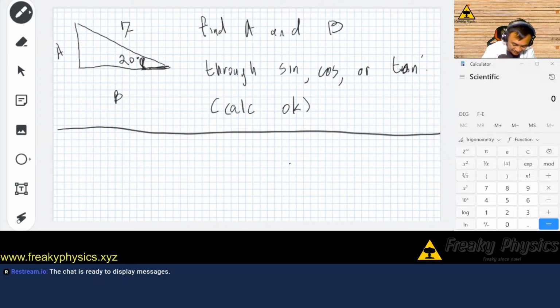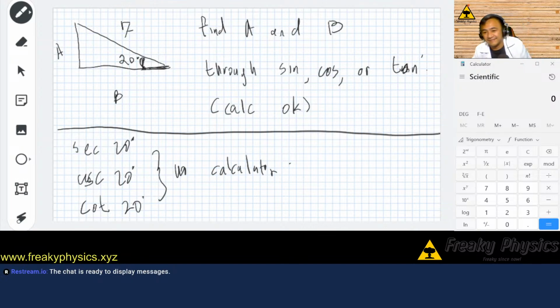The second bit is I'm gonna ask you to calculate the secant, the cosecant, and the cotangent of 20 degrees. But in this case, no calculator. I think the first one's pretty easy enough.